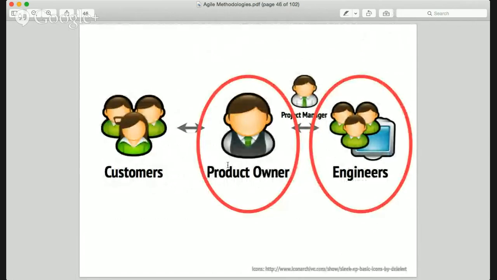But the right answer is pretty much the product owner, and they serve the most critical role in an agile methodology. So let's talk about why, because they're going to make or break this project.